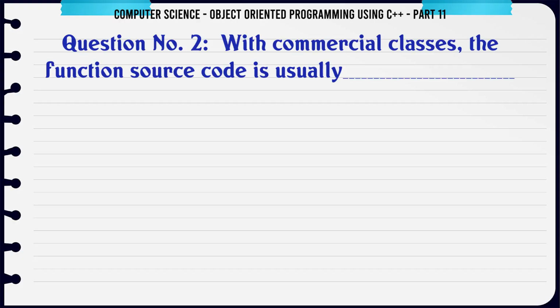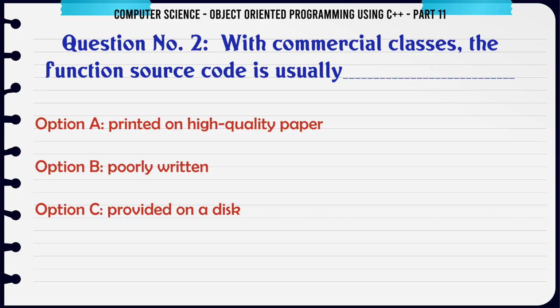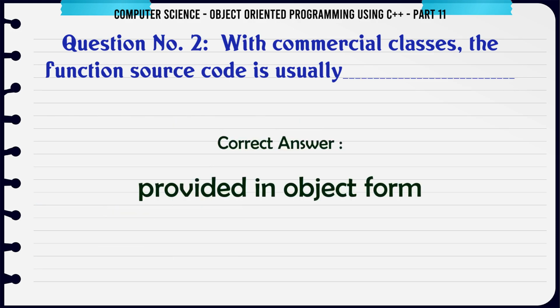With commercial classes, the function source code is usually a) printed on high quality paper, b) poorly written, c) provided on a disk, d) provided in object form. The correct answer is provided in object form.